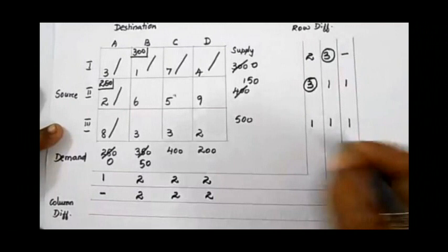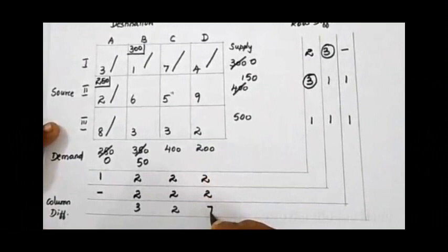3 and 6, the difference is 3; 5 and 3, the difference is 2; and 9 minus 2, the difference is 7. So by column difference, 3, 2 and 7 are the answers. Here again, considering which is the largest number in the differences, either it may be column or it may be row. Here 7 is the maximum number, so I will allocate in that column.